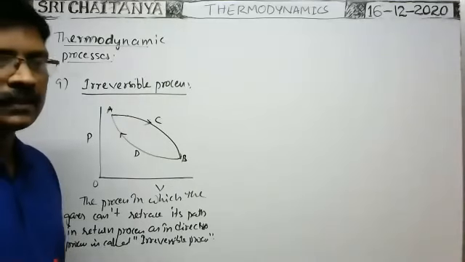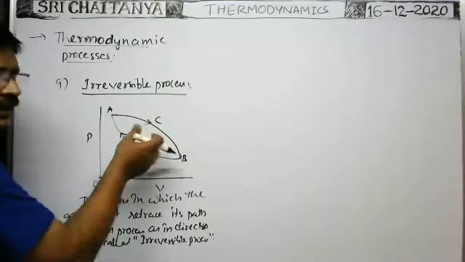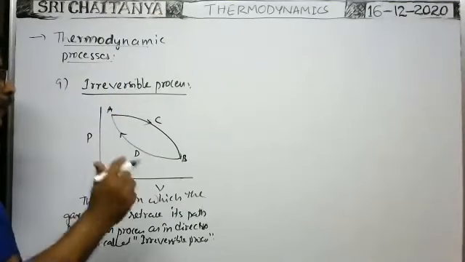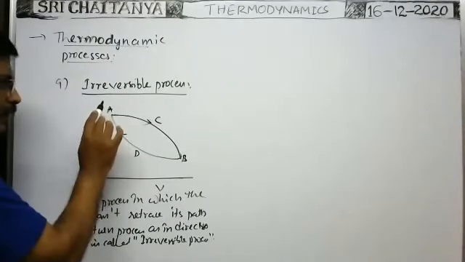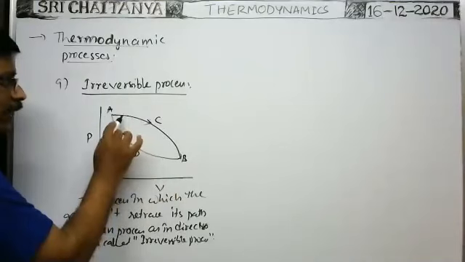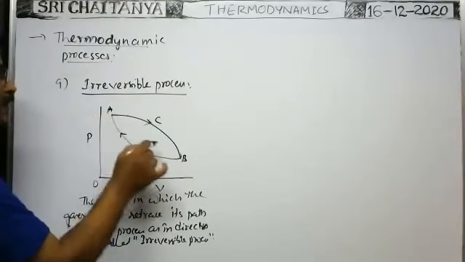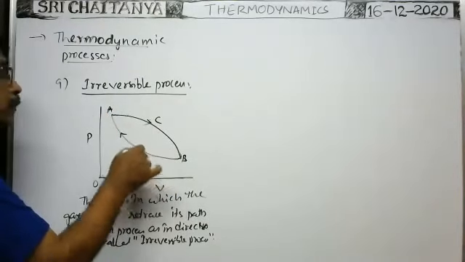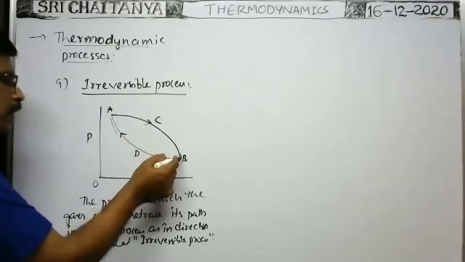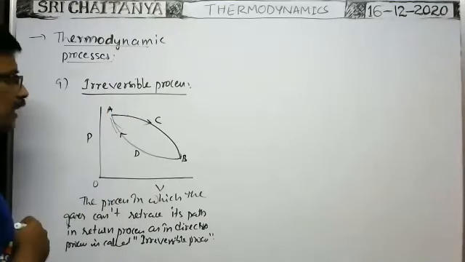In this irreversible process, it may not be a parabola, whatever the shape of the graph. But in the direct process, the gas changes from the initial state to the final state through various states along the path ACB. But in the return process, it comes back to the initial state by passing through different states in another path, not along the direct process. So this is the irreversible process.